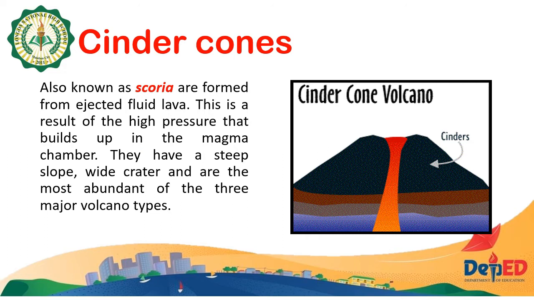The cinder cone volcano is also known as scoria. These are formed from ejected fluid lava. This is the result of the high pressure that builds up in the magma chamber. They have a steep slope and wide crater, and are the most abundant of the three major volcano types. The volcanic explosions of cinder cones are short-lived and look like a spectacular fountain show of fiery lava ejected high in the air.